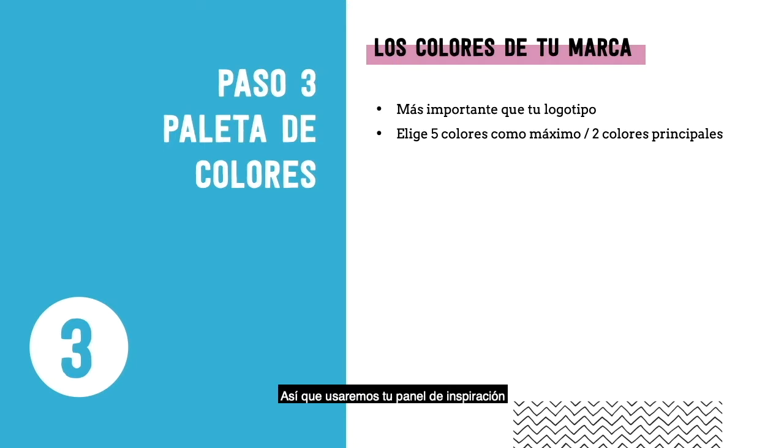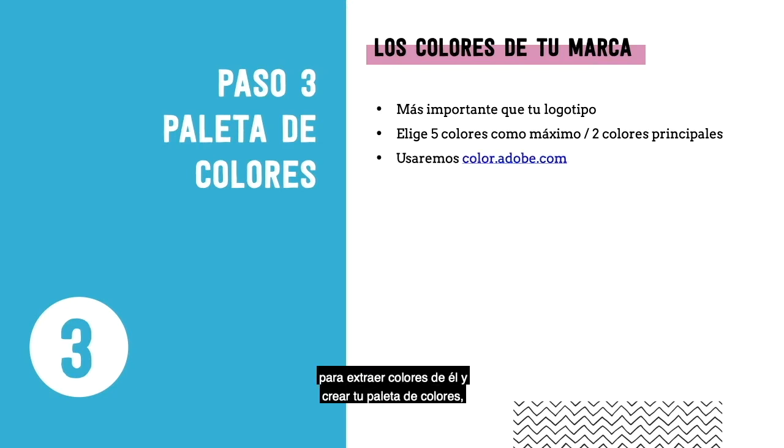So we are going to use your mood board to extract colors from it and create your color palette, which should be made of 5 main colors. Around that, it's okay if it's only 4, it's okay if you go to 6, but don't go overboard. 5, maybe 6 maximum.